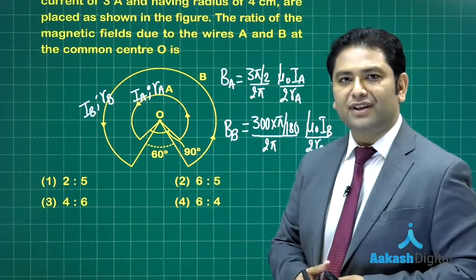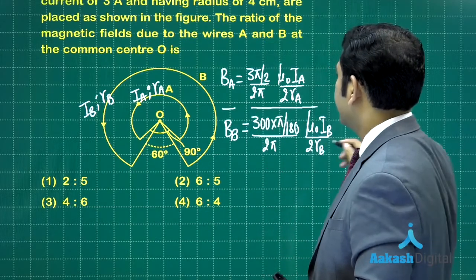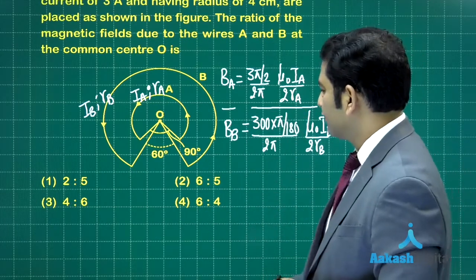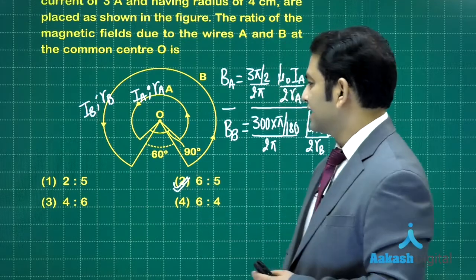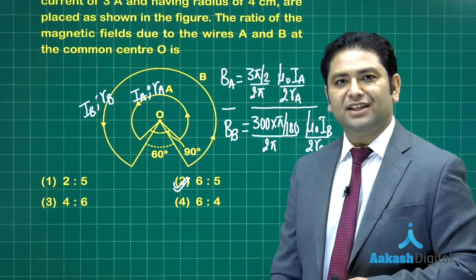So here you have BA, BB, all the parameters. You need to divide it and the option will be option number 2. The answer will be 6:5. Okay, now let's proceed to the next question.